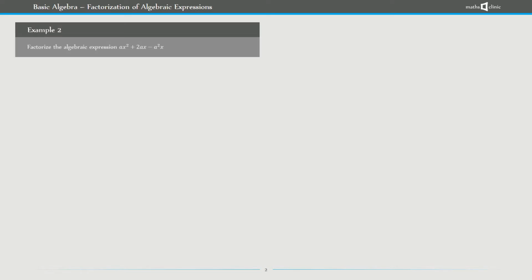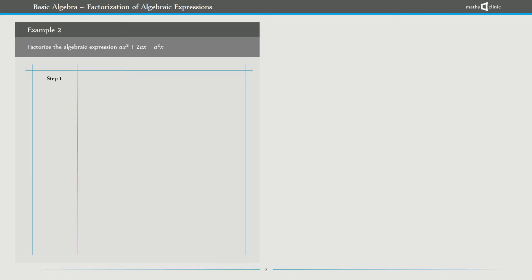Example 2 says factorize the algebraic expression ax squared plus 2ax minus a squared x. We want to factorize this algebraic expression, and just like we did in the last example, the first thing we want to do here is identify a common term. If you look at what we have here, we have ax squared plus 2ax minus a squared x.